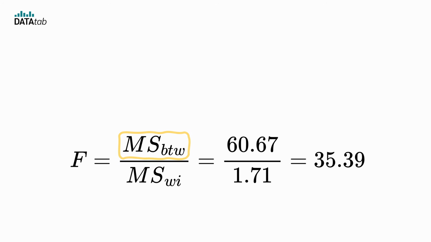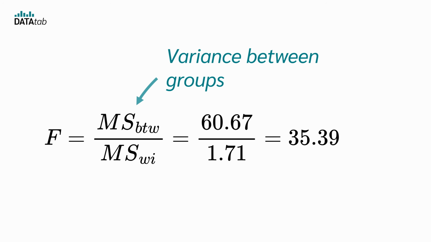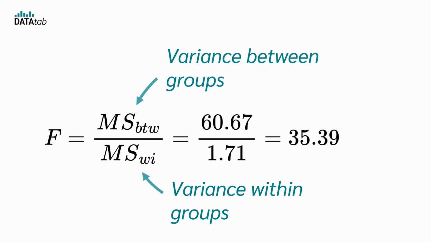To do this, we divide the mean square between the groups by the mean square within the groups. Or if we take the expression from the beginning, the variance between the groups by the variance within the groups, we get an F value of 35.39.